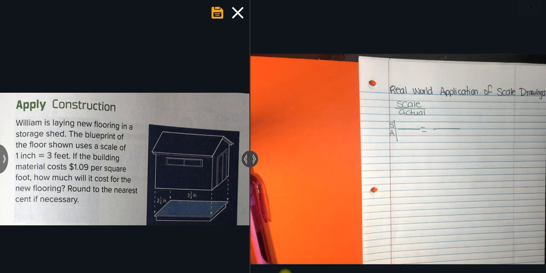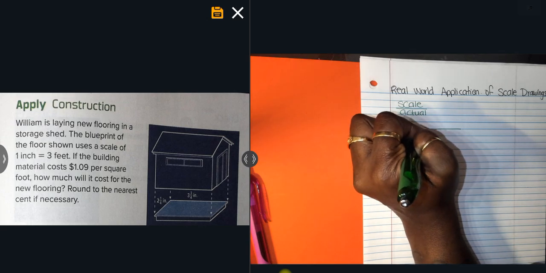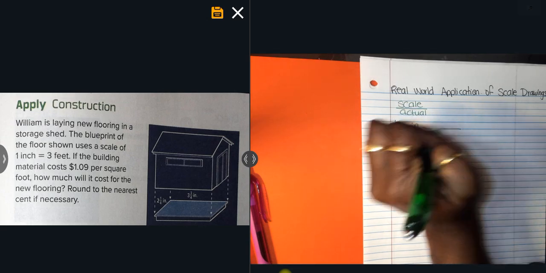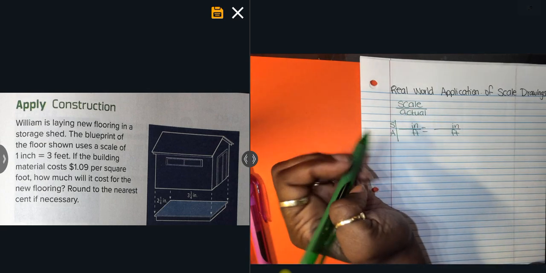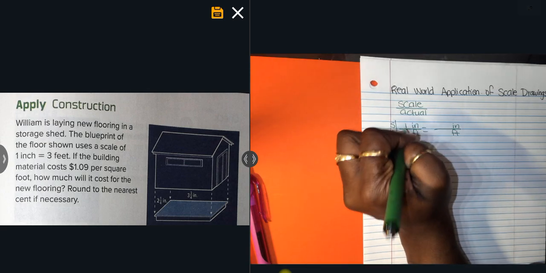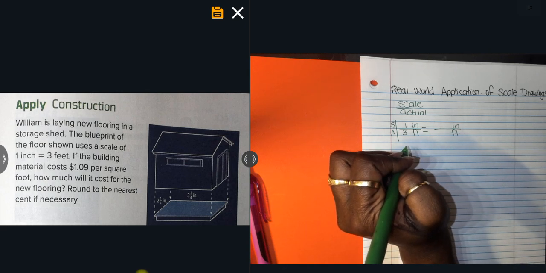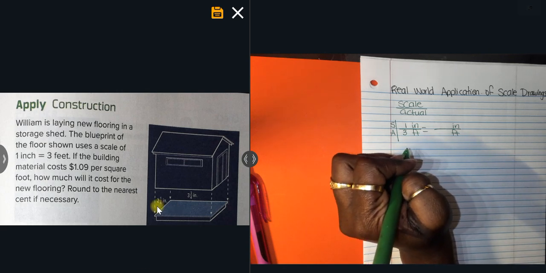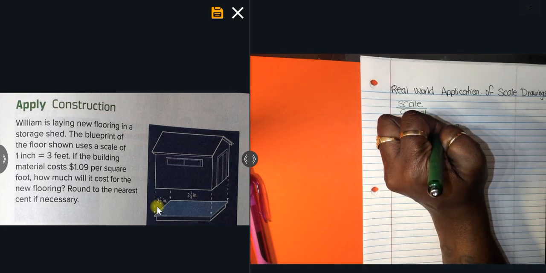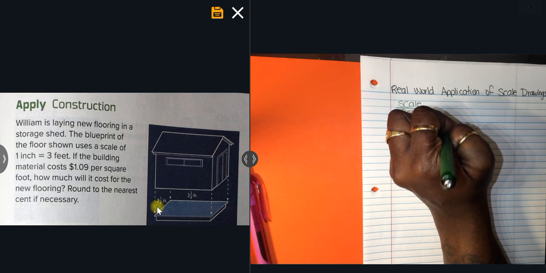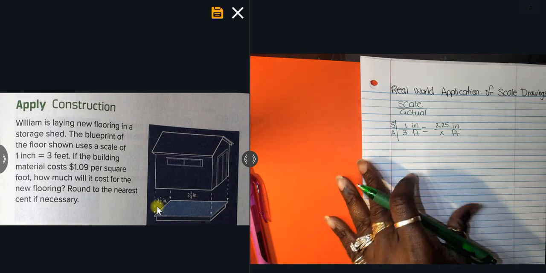So, what do we know about the scale and the actual? We know that the scale is 1 inch, so the units are inches and feet. That's the first thing that I'm going to put there. And what do we know about both the inches and the feet? We know that 1 inch is equal to 3 feet. And what are we looking for? Let's start off with the width right here. We have 2 1/4, which is the same thing as 2.25. So I'm going to put 2.25 in my inches, and I'm going to put X under feet because I don't know what that is.